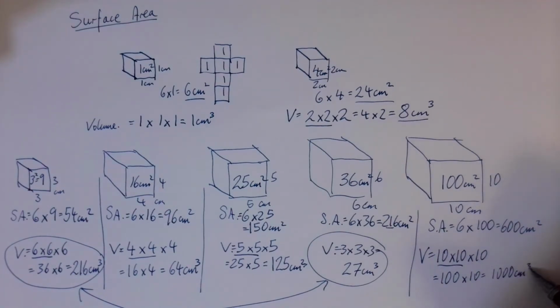So now the size of the volume has got bigger, and that's what happens with volume. When you've got small numbers for your dimensions, the surface area will be bigger than the volume. But once your numbers get big, then very quickly the volume gets a lot larger, which is one reason why these little numbers here are called powers.